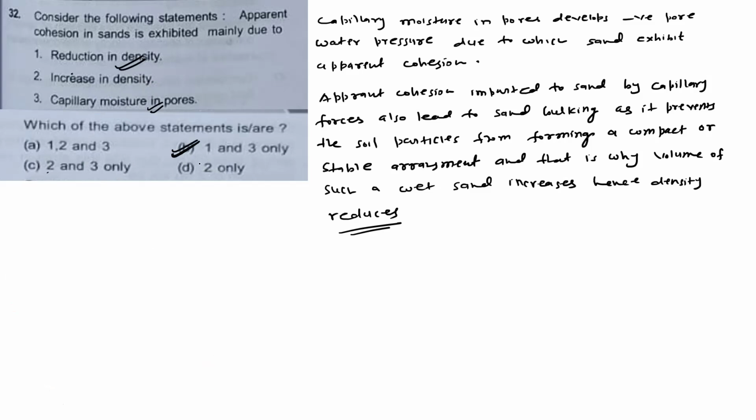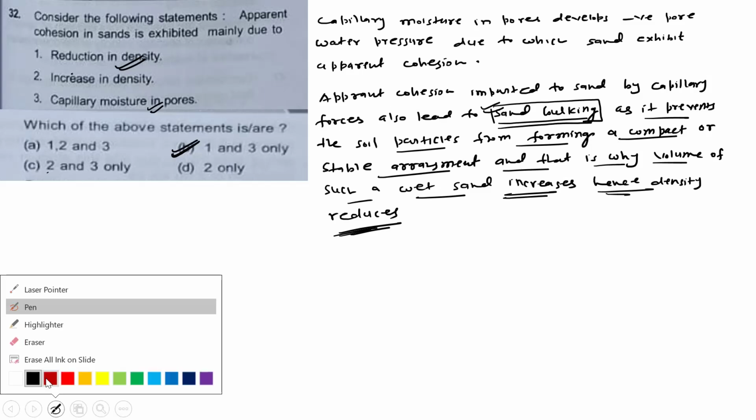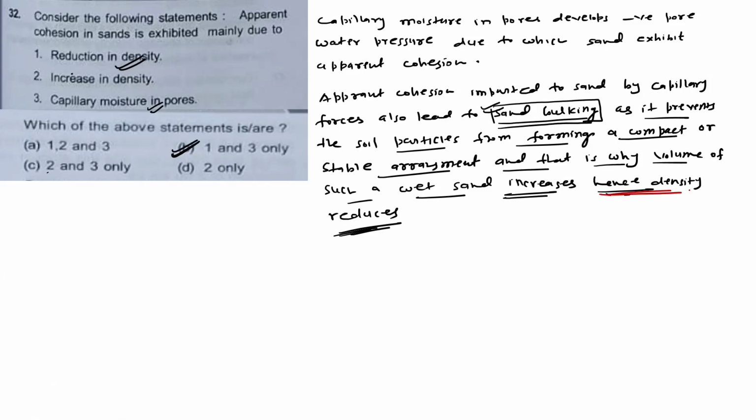Due to bulking, the density will reduce. Apparent cohesion imparted to sand by capillary forces also leads to sand bulking. Due to sand bulking, the density reduces as it prevents the soil particles from forming a compact or stable arrangement, and that is why the volume of such wet sand increases, hence density reduces. This is a very important point. So option B will be the correct answer, not C.